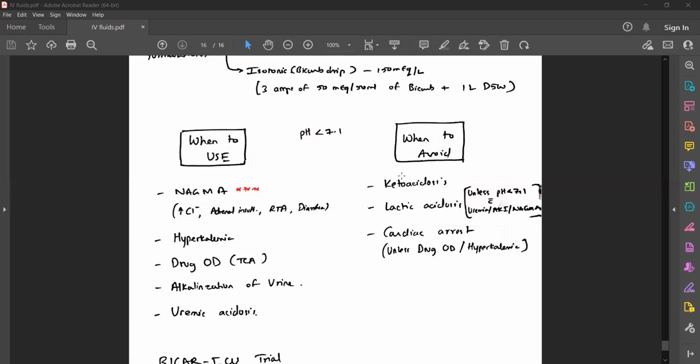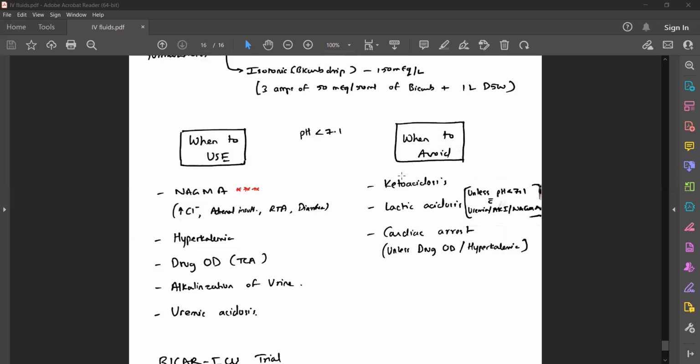Now, where is it that you will not use bicarb? The most important place where people prematurely jump to giving patients bicarb is ketoacidosis. Remember that in ketoacidosis, especially diabetic ketoacidosis, they do not benefit from bicarb therapy. You have to remember that treating the ketoacidosis itself, let's say in diabetic ketoacidosis, by giving more insulin, is what is going to be more helpful rather than giving them a bicarb drip.